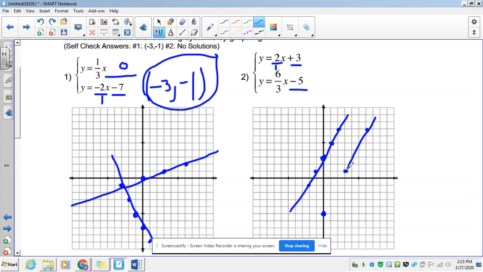And you can see that I have parallel lines. If you reduce this, 6 divided by 3 is 2. So this is 2x minus 5. Notice that they have the exact same slopes. Therefore, they are definitely parallel. Parallel lines have no solution. So you're not going to write that they're parallel here as your answer. You're going to write that there is no solution. The reason there is no solution would be because there are parallel lines.